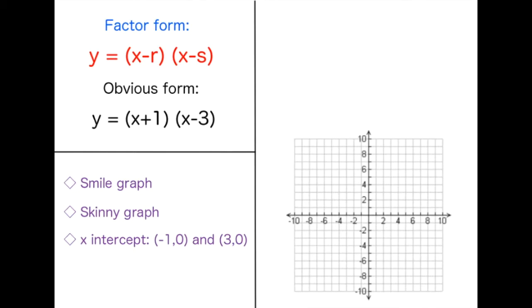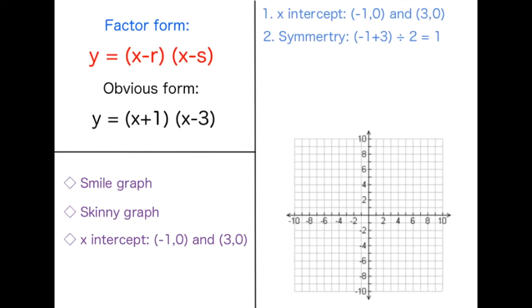So how you draw a factor form is first you have to find out your x-intercepts, which is negative 1 and 3. Second, you have to find out your symmetry. So we use negative 1 plus 3 divided by 2 equals 1. And third, you have to find out your vertex. So as we know our x value is 1, then we just put a number into the formula. Then we get negative 4. So our vertex is 1 and negative 4.